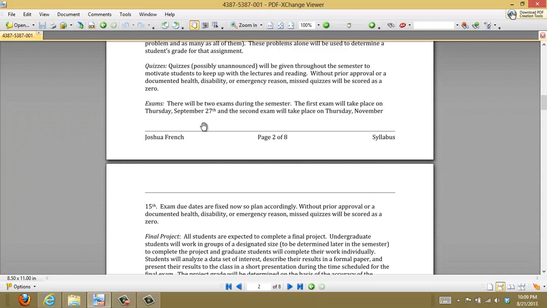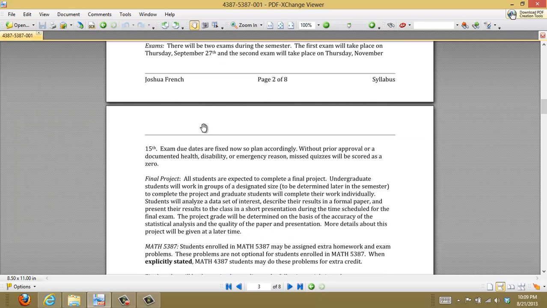There are going to be a couple of exams during the semester. The first exam is going to be on Thursday, September 27th.